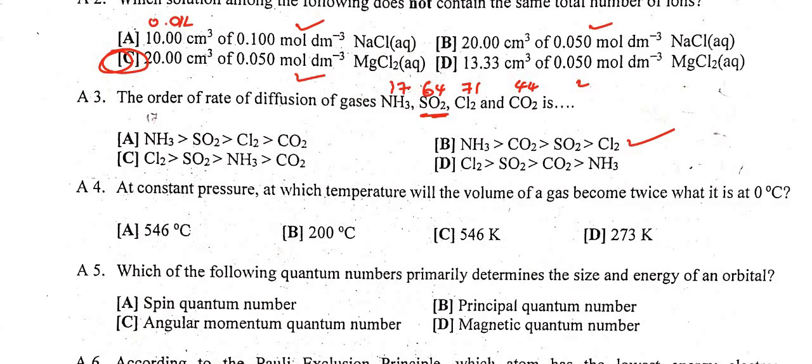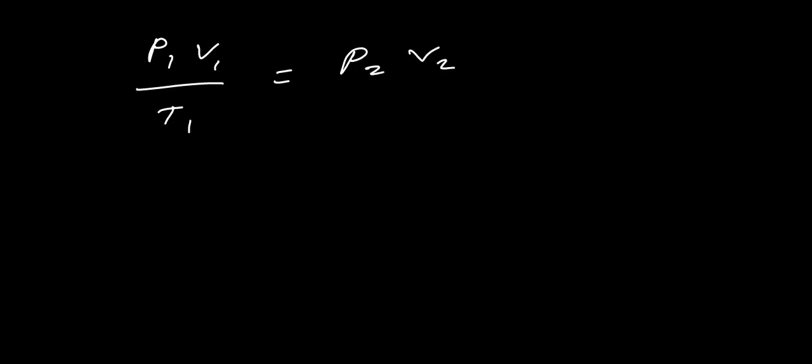So pressure is constant, right? Remember that formula P1 V1 over T1 is equal to P2 V2 over T2. So they want the pressure to be constant, so we can remove the pressure there. Then they are saying the initial temperature was 0 degrees. 0 degrees is the same as 273 kelvins, right?